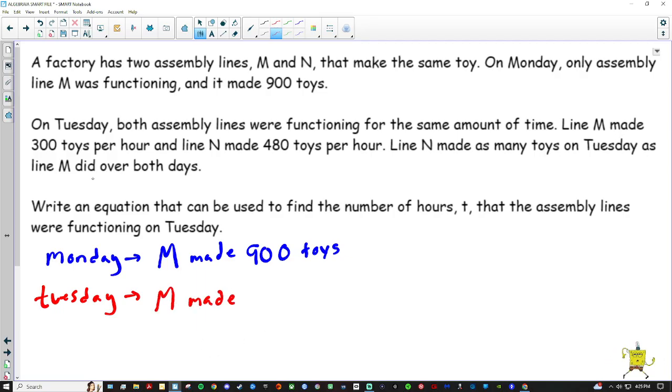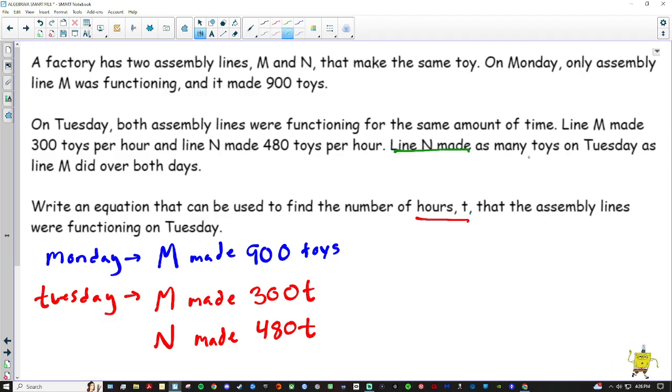Line M made 300 per hour. So I'm going to write 300. Our hours is T. 300 times T. Line N made 480 toys per hour times T. Hours is T. And lastly, we said line N made as many toys on Tuesday as line M did over both days.